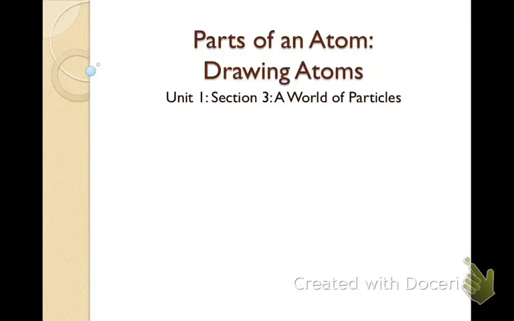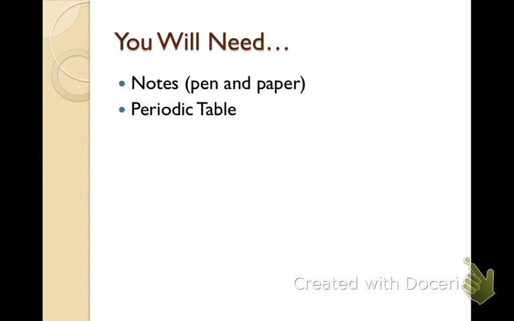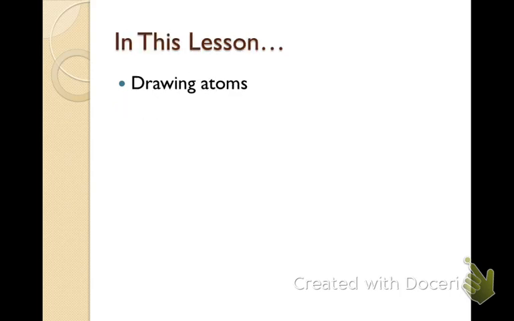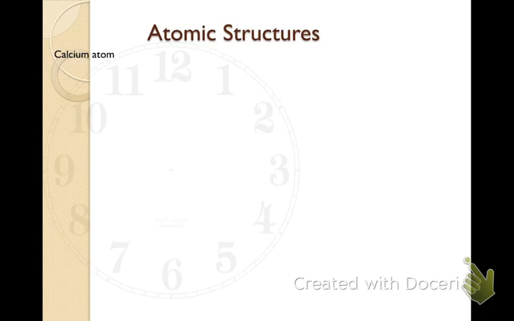Hello, so here we're going to talk about how to draw these atoms. You know that I've done this for you a few times, and I want you to know how to learn how to do them. You'll need your notes as well as your periodic table. So we're just going to go through and draw some atoms. Think about a clock face, and we're going to be using the clock as pretty much a symbol of where to put certain electrons.